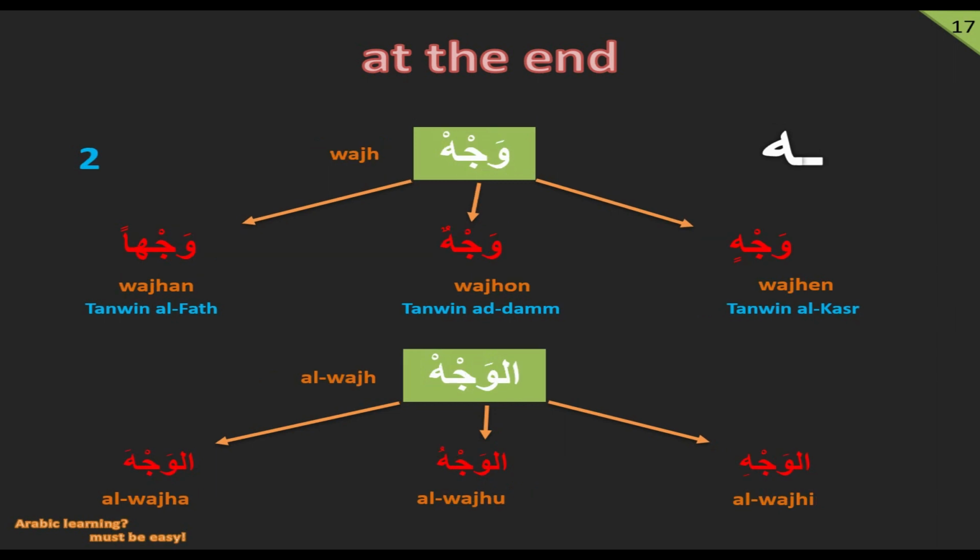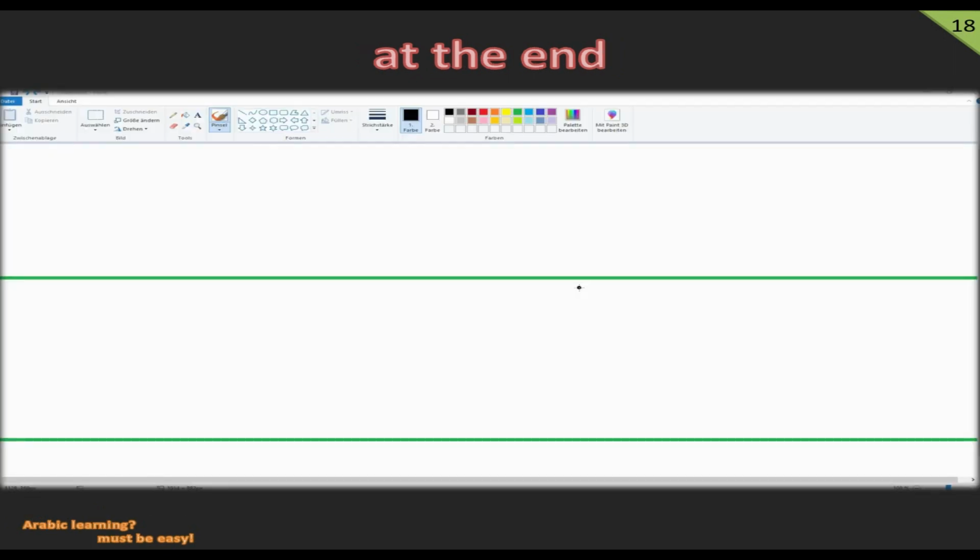Now we take the second example, wajh. With tanween al-fath it would be wajhan. We added here the alif. With tanween al-dam it would be wajhun. And with tanween al-kasr wajhin. Now al-wajh is a noun with al-ta'rif, so with fatha at the end it would be al-wajha, with dhamma al-wajhu, or with kasra al-wajhi. Now a video to show how to write the examples.